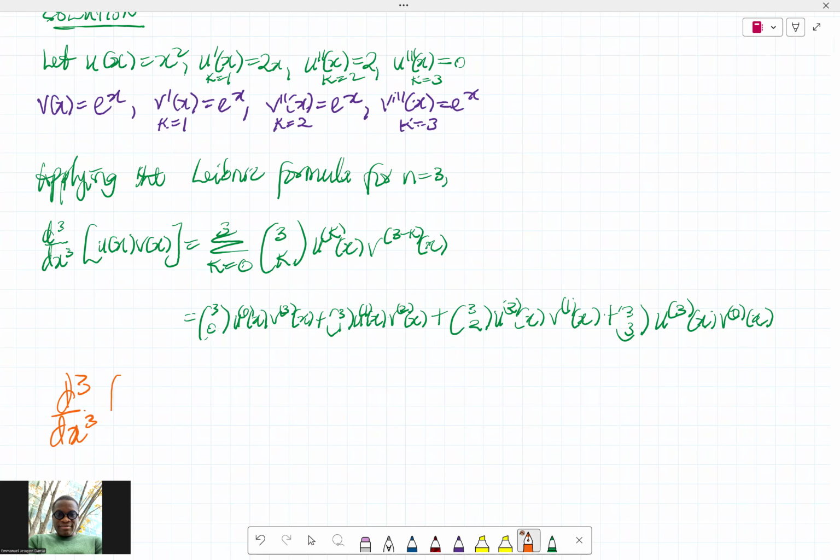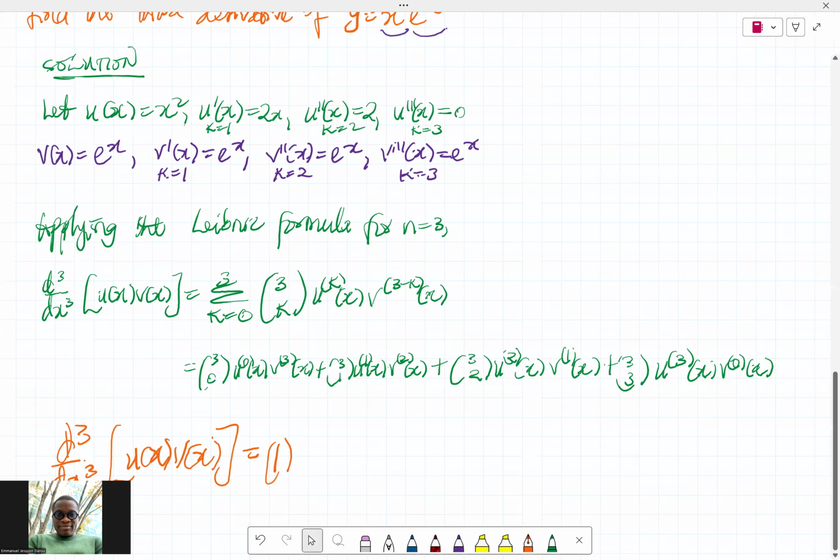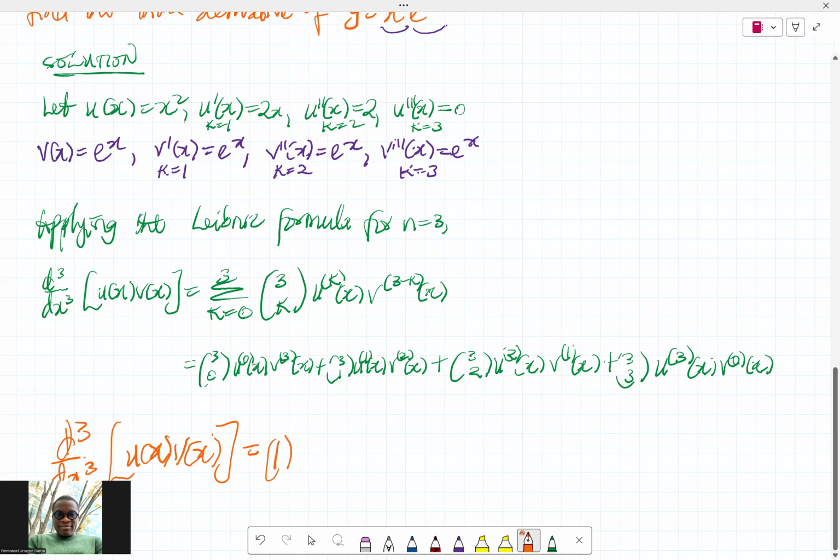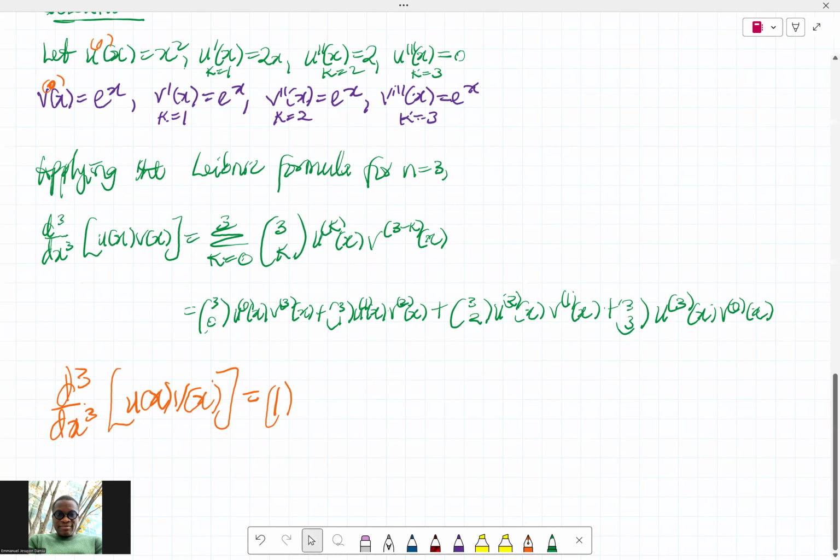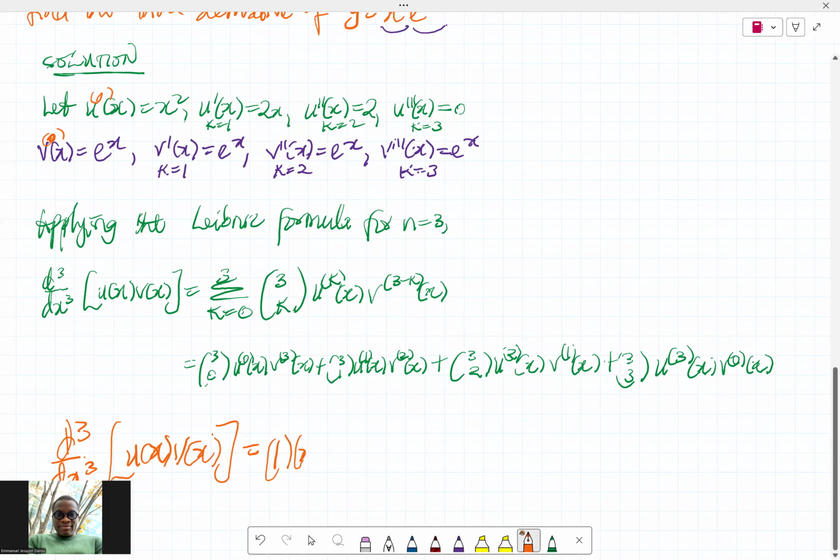of u of x, v of x is now equal to 3 combination 0. 3 combination 0 is 1. We've done that a lot of times. The 0th derivative of u of x is just u of x; that's when you have not differentiated it at all. So u0 of x is actually x squared. Then the third derivative of v, this is it here, that's e raised power x. That's for the first one.